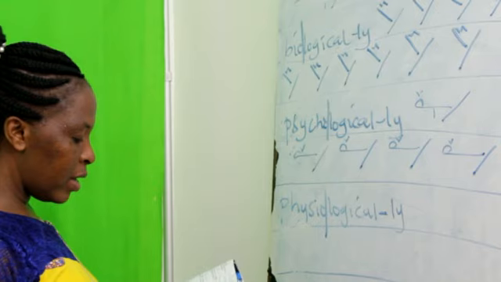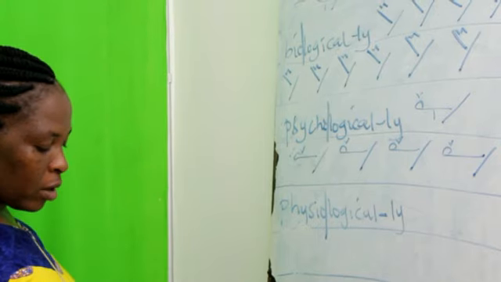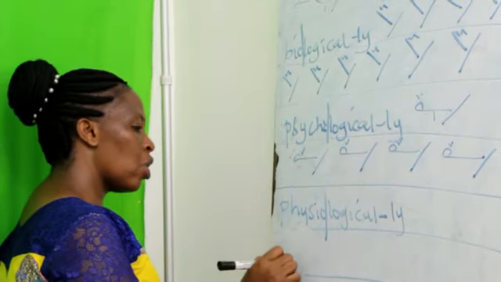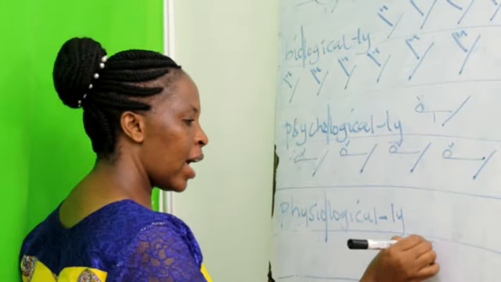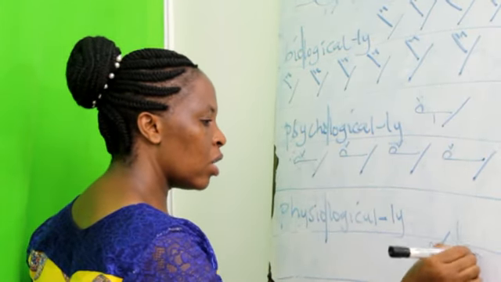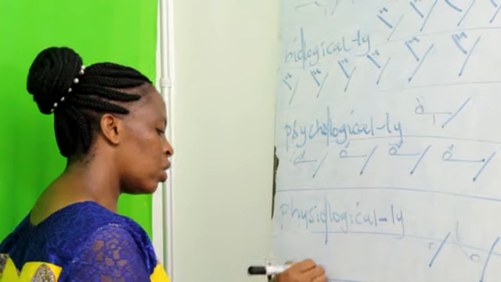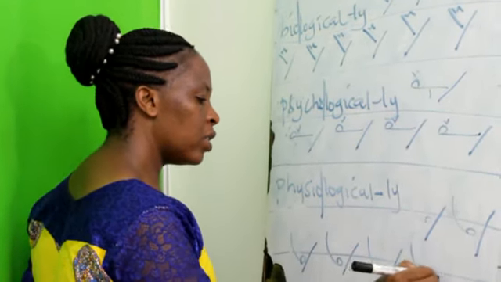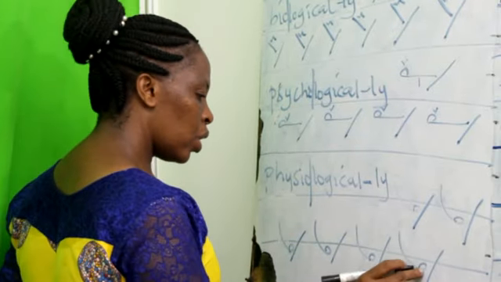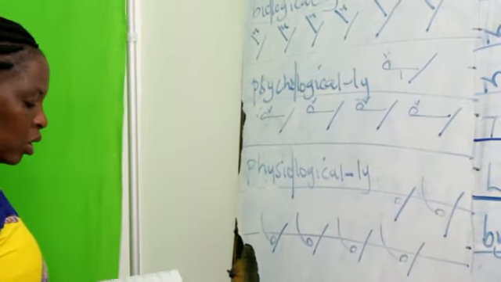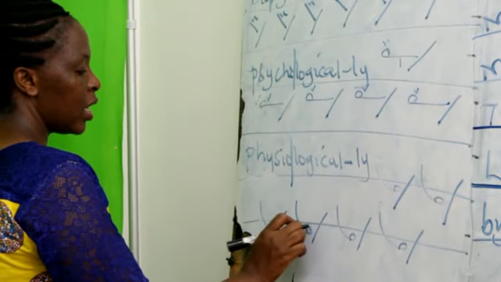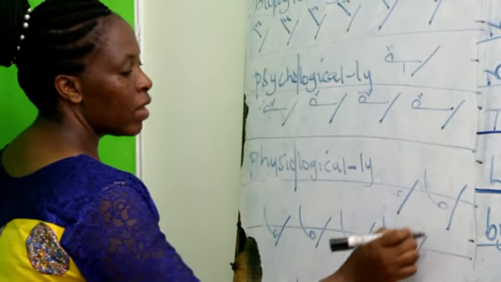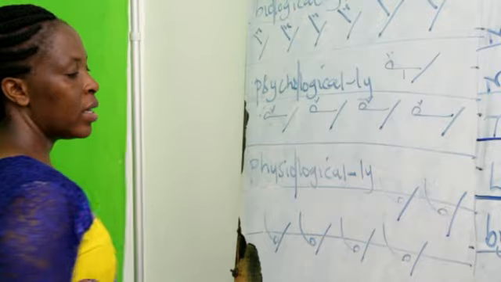And we have the word physiological. Physiological is a stroke of F through the line and stroke of J. Physiological, physiological. So that is how we drill the word physiological. We have a short E at the end of that word there.